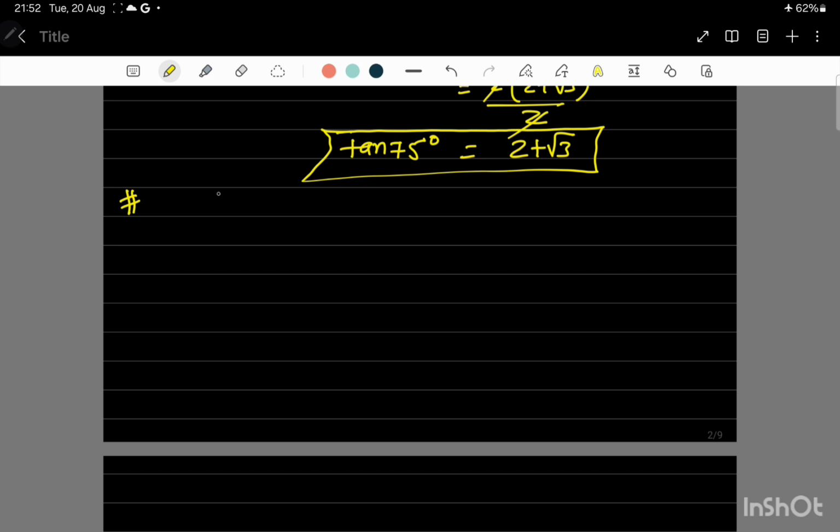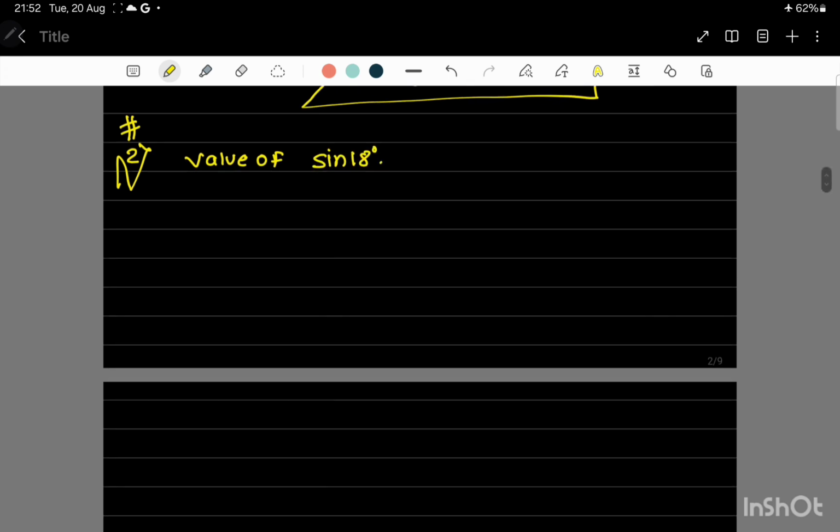And if tan 75 degree is equal to 2 plus root 3, the next is the value of sine 18 degree. So how to find the value of sine 18 degree? Let us consider theta is equal to 18 degree.